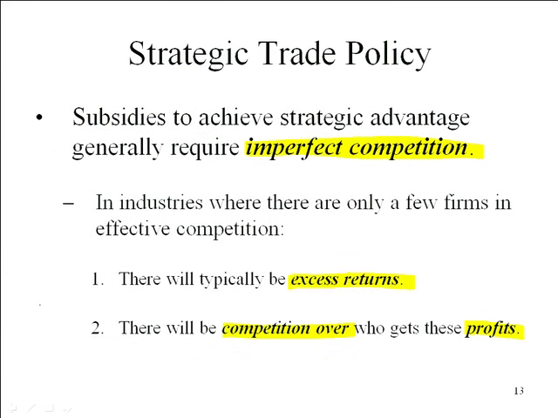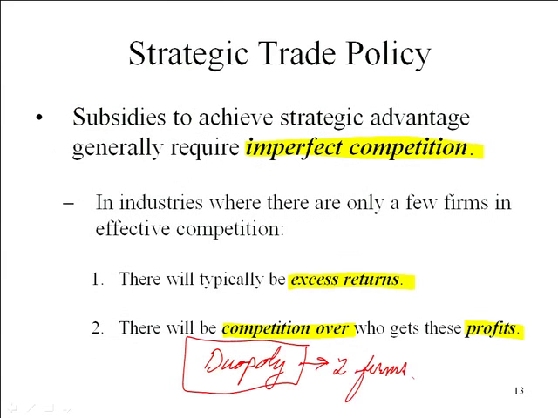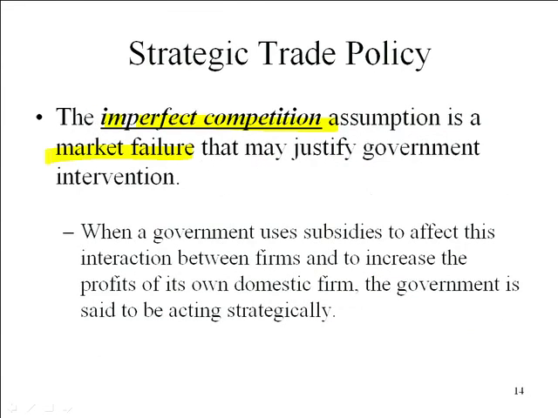So there are a lot of very complicated models in this regard. We're going to keep it simple, and we're going to only look at the case of a duopoly. So a duopoly is an industry with only two firms. Fortunately, there are such things. And what we'll see is imperfect competition, of course, is a market failure. So what we need to look at is how a government policy can influence that outcome.